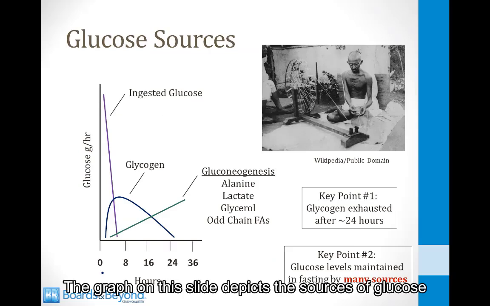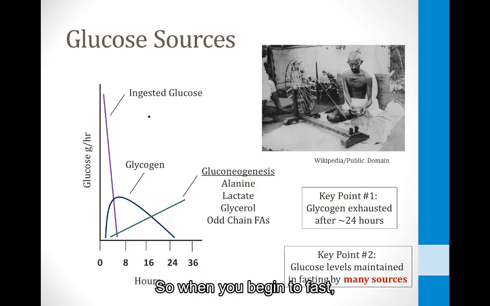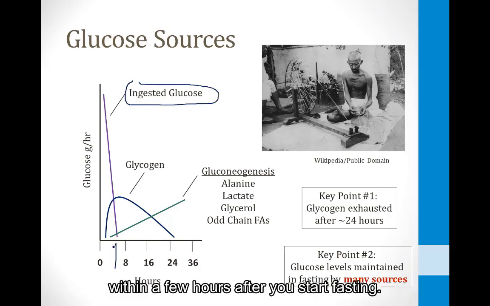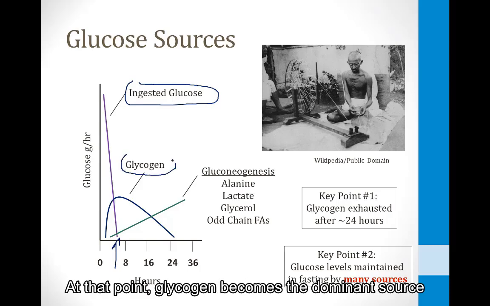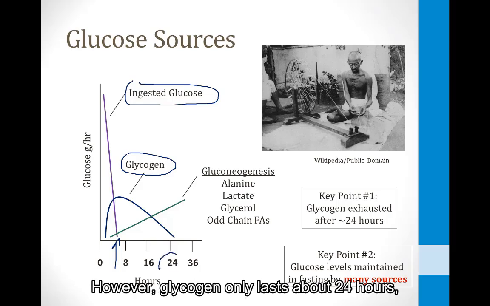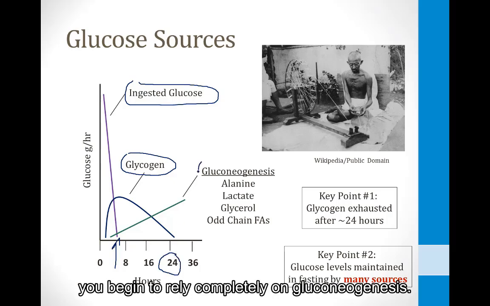The graph on this slide depicts the sources of glucose in the plasma as a function of hours after fasting. When you begin a fast, you consume the ingested glucose from your last meal within a few hours after you start fasting. At that point, glycogen becomes the dominant source of plasma glucose. However, glycogen only lasts about 24 hours. So beyond 24 hours, if you don't eat any food, you begin to rely completely on gluconeogenesis.